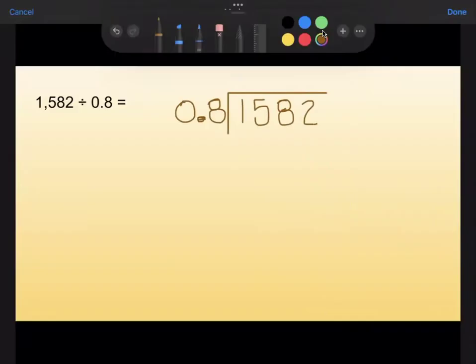But you may have noticed that the first number is a whole number. It doesn't have a decimal. Well, in reality, it actually does.